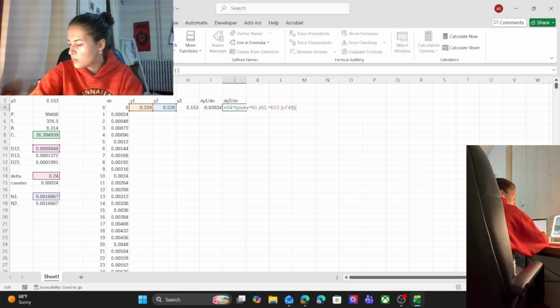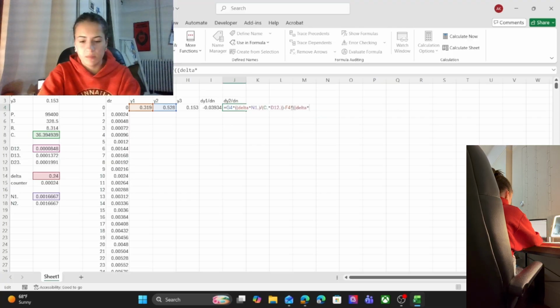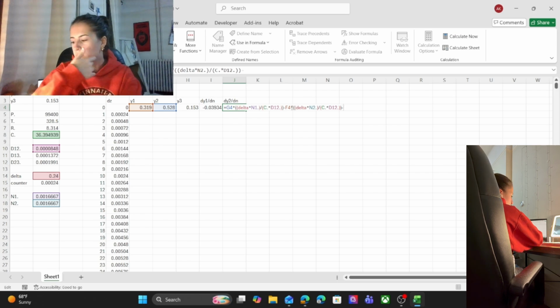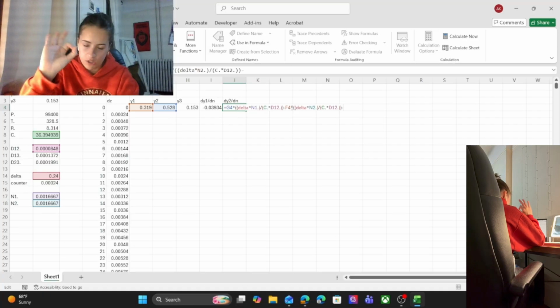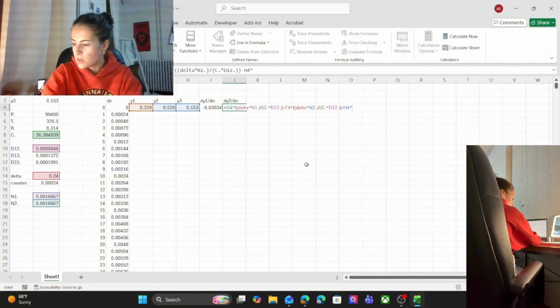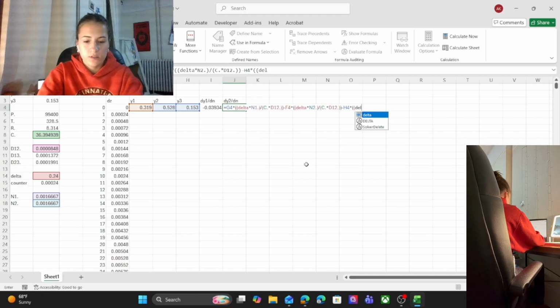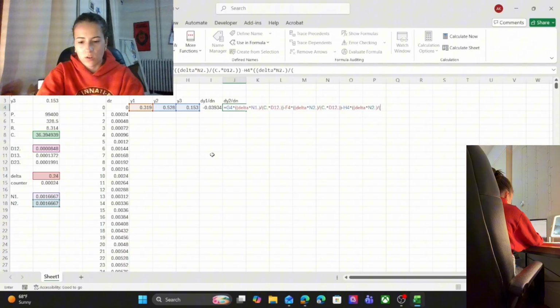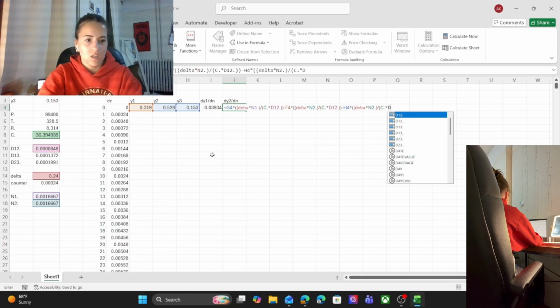we're going to have delta, once again, times N2 this time, divided by the concentration times D21 again, or D12, same value, and then plus, nope, sorry, not plus, so once again, the N3 will be essentially equivalent to 0, so then we'll do minus y3 times delta times N2 divided by concentration times D23.